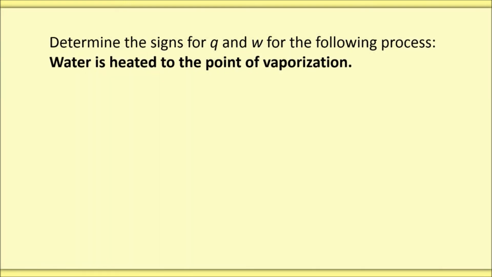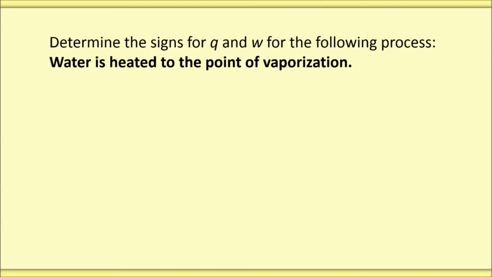Determine the signs for Q and W for the following process. Water is heated to the point of vaporization. So I want you to pause the video now and try to see if you can do this on your own. Draw a system surroundings diagram, draw the arrows, and see if you can figure out the signs of Q and W. When you finish, resume the video, and I'll show you the solution.